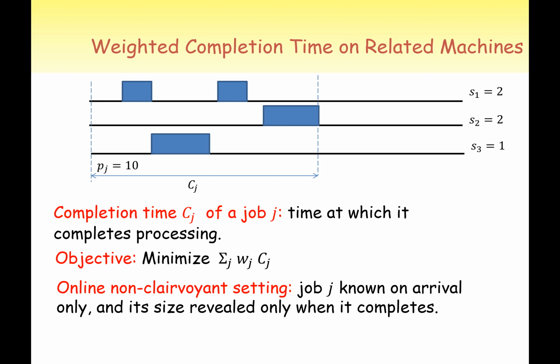The setting that we are interested in is the online version, where jobs arrive one after another, and also the non-clairvoyant setting, where we don't know the size of the job until it finishes. So both online and non-clairvoyant. It is well known that constant competitive algorithms are known even in this very general online non-clairvoyant setting, but I will not go into that.